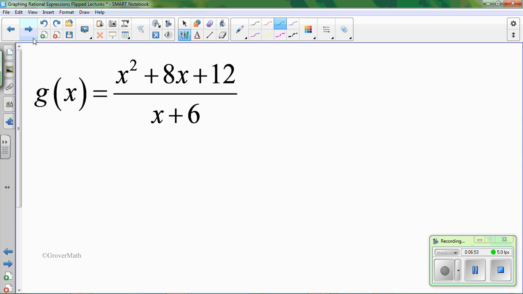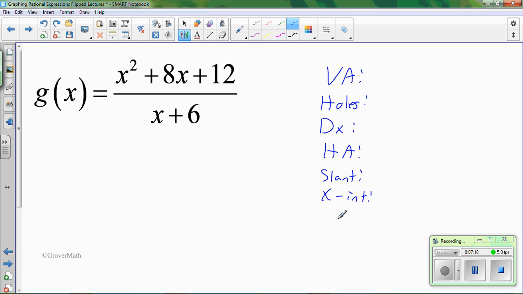All right, let's look at one now where we're going to do it all. We're going to find everything we've done so far. Let's find the vertical asymptote. Let's find any holes. Let's state the domain. Then we can do any horizontal asymptotes, any slant asymptotes, and then the x-intercept and the y-intercept. And then this is everything. The next thing after this is to go to the graph and plot it.